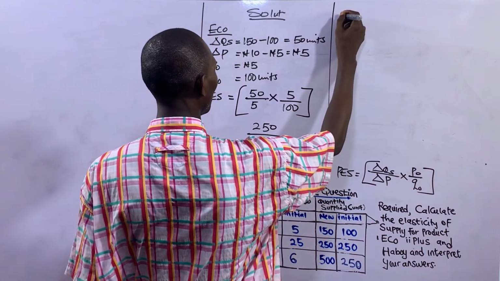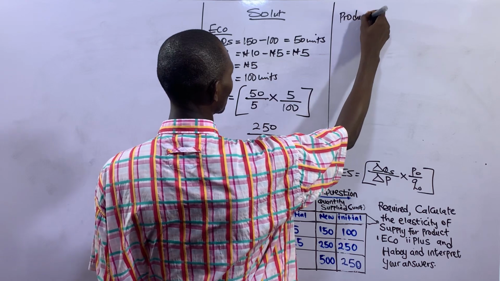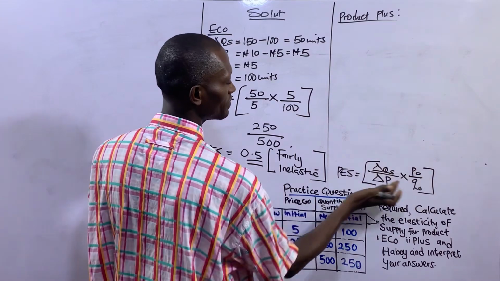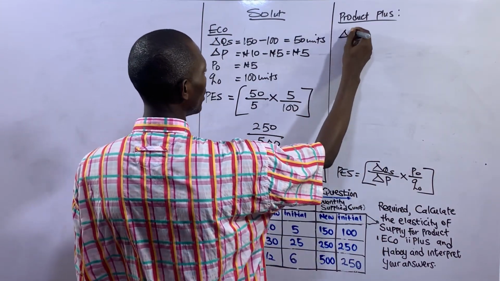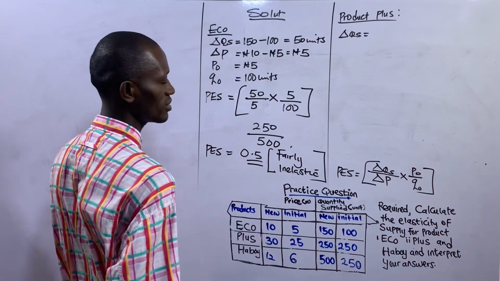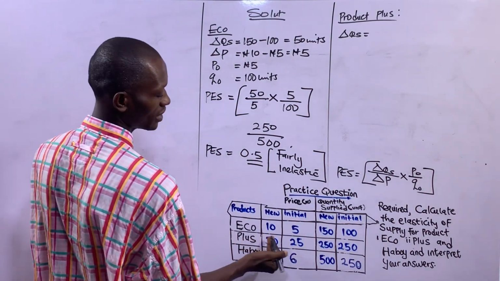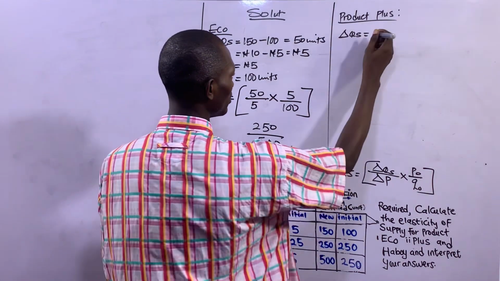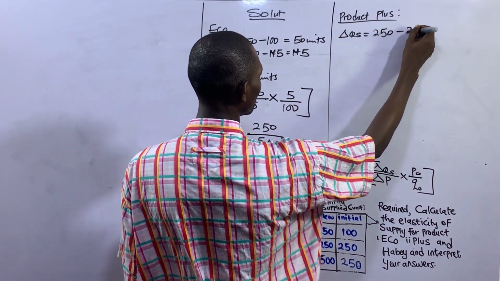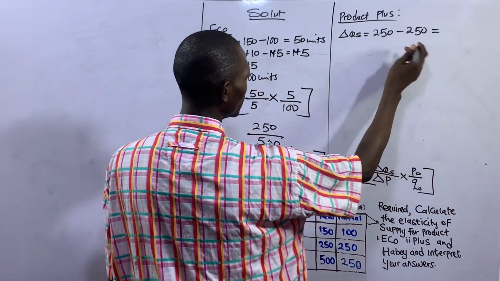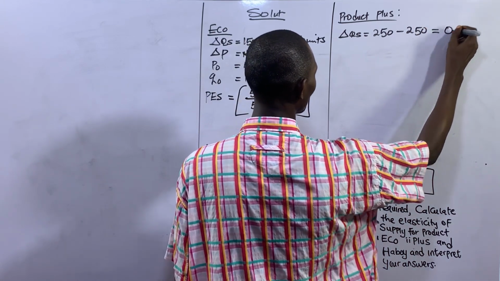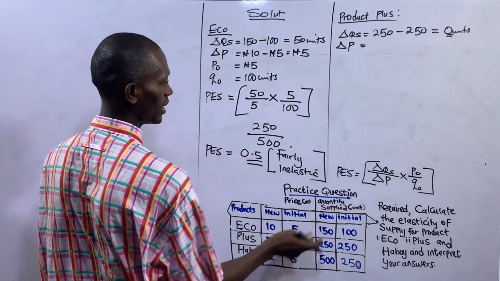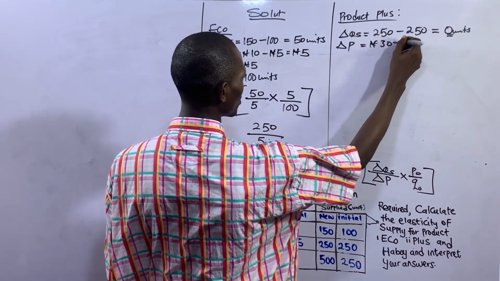Good. So product plus. So also we need to get all these variables. Then we have change in QS, that's quantity supply. For plus now, these are the variables that relate to it. So 250, which is the new, minus 250. So 250 minus 250, that gives us 0 units. Then let's get change in price. So change in price is new price minus old price, that's 30 minus 25.